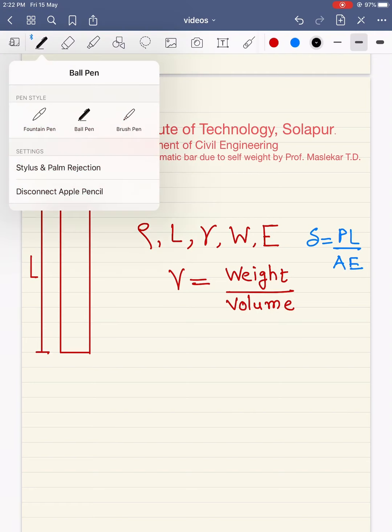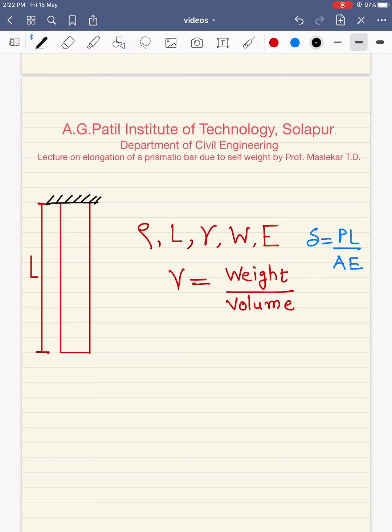Now, for evaluating this delta for the prismatic bar due to its own weight W, let's consider a section PP at a distance x from the bottom of the bar. Let's consider this point as Q.